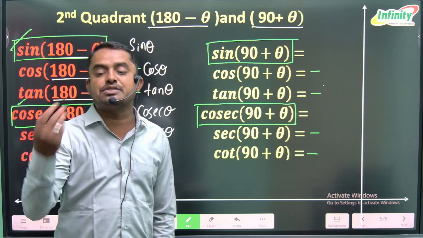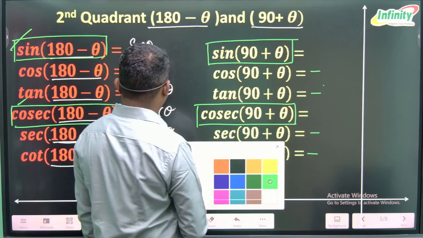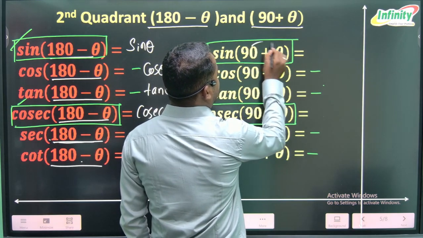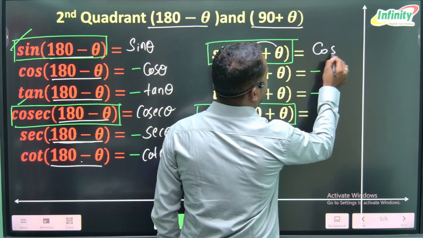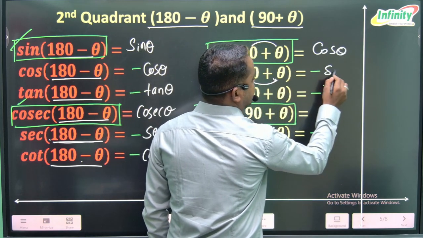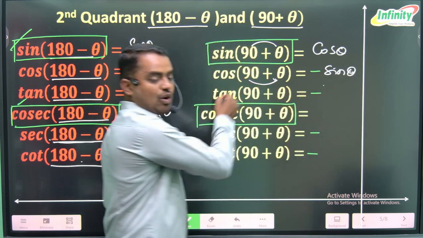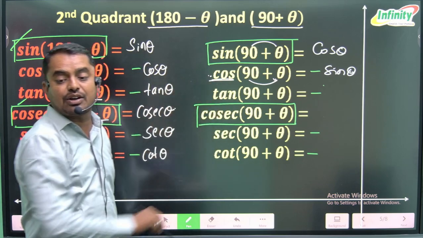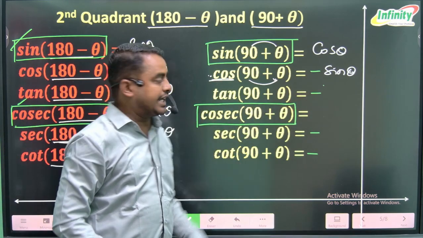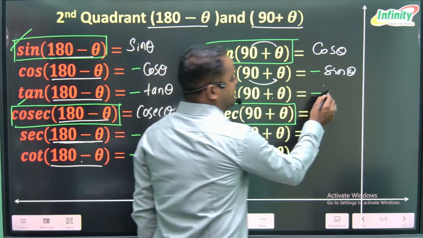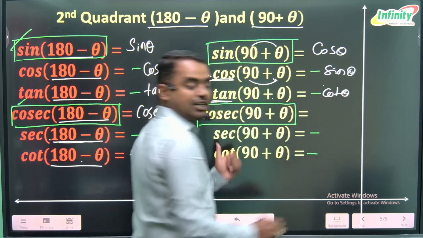Sin becomes cos. Sin 90 plus theta will become cos theta. Cos 90 plus theta is minus sin theta. Why is it minus? Because cos is negative in the second quadrant, so it is minus sin theta. Then tan is also negative. Tan of 90 plus theta is minus cot theta. Tan will be converted in terms of cot.